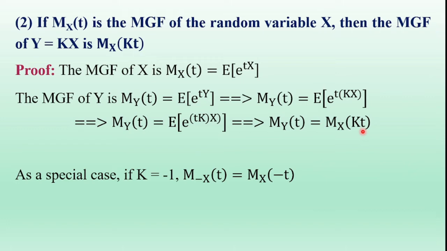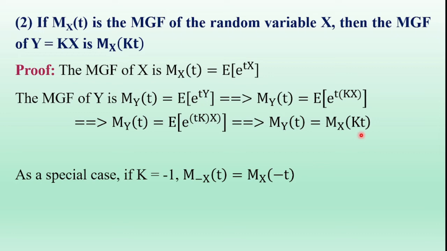And one more property of the moment generating function: if M_X of t is the moment generating function of the random variable X, then the moment generating function of Y equal to minus X is M_minus X of t equal to M_X of minus t. That can be proved from the property M_Y of t equal to M_X of kt. As a special case, substitute k equal to minus 1 into this property, where Y is equal to kX. So k is equal to minus 1, and M_minus X of t is equal to M_X of minus t. So this is a special case of this property.